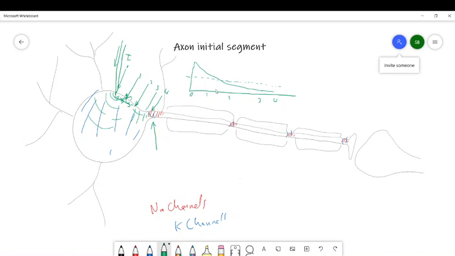It just fizzles out. If I were to give it a bigger current, I would have now a situation like this, where it decays and it is above threshold, so I get an action potential. So this region here is the axon initial segment, sometimes called the spike initiation zone.